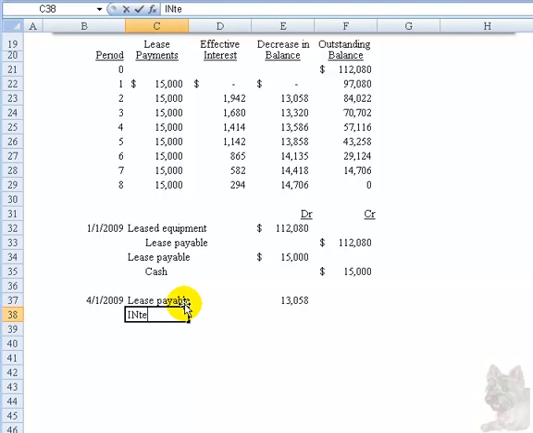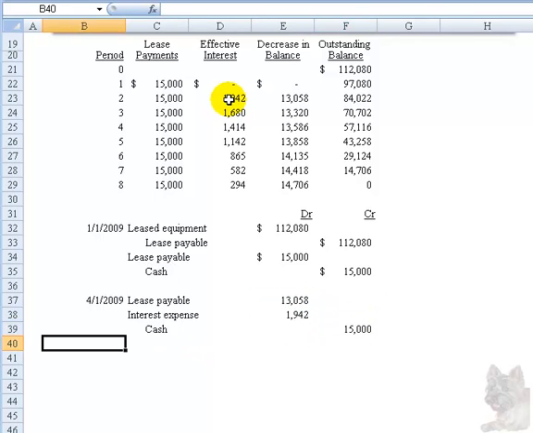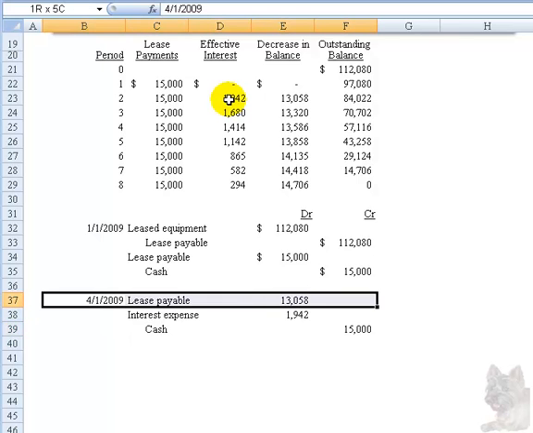And then we also have to debit interest expense. And interest expense is going to be equal to that 1942. And then we're going to credit cash, which is going to be equal to 15,000. And if I've done it right, 15,000 would be equal to the sum of those. And it is.